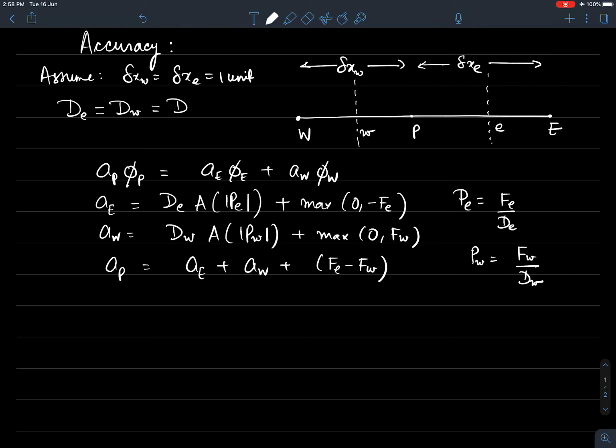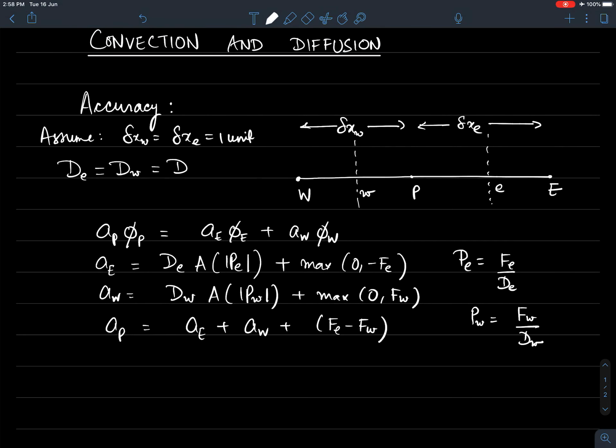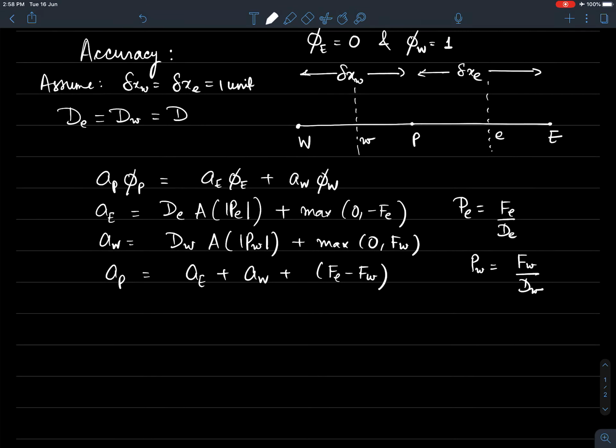So what we are going to study today, to illustrate this point, is how each of the schemes that we have looked at so far behaves as a function of Peclet number for this basic problem. To make it simpler, let's assume that phi E is 0 and phi W is 1. So those could be the boundary conditions, and then we can look at how phi P changes depending on the choice of the scheme and the value of the Peclet number.